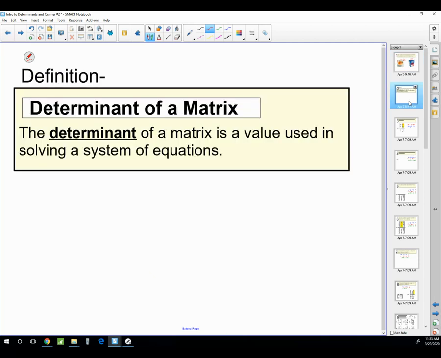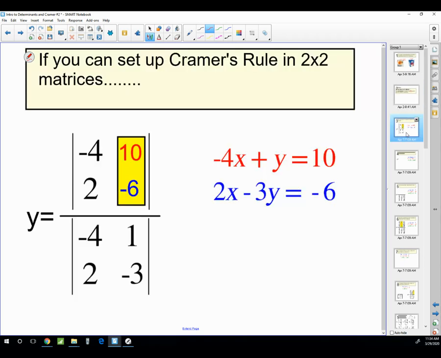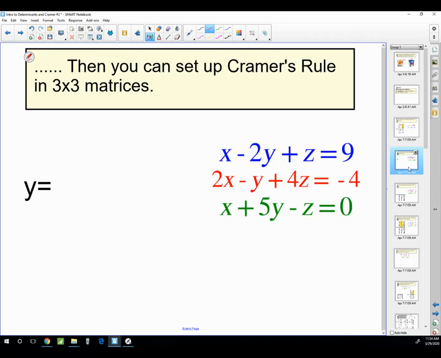All right, the determinant is a value. It is not a matrix. The determinant of a matrix is not a matrix. It is a value. It's just a number. We have seen that over and over again with 2x2 matrices. And now we're just moving on to 3x3 matrices. And the setup is going to be the same. Let's go through it anyway.